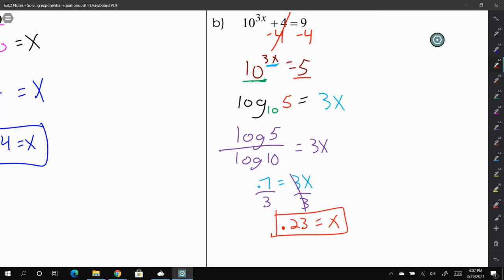So this is why I said it is important that you know how to change from exponent form to log form and from log form to exponent form, because this is what we've been doing this whole unit. And without knowing how to do that, it's going to cause some real struggles for you.